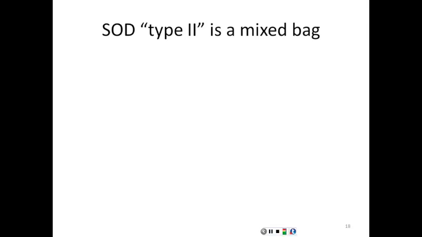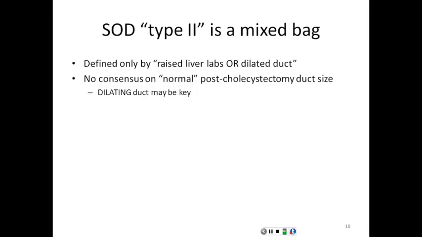So we know that these type 2s are a mixed bag. I said already several times, it's defined by raised LFTs or dilated duct. I've already mentioned that there's really no consensus on what a normal duct is, and it might be much more interesting to look at a dilating duct. So if you knew what the size of the duct was at the time of cholecystectomy, and it's now twice the size, that suggests to me that there's something relevant about it.